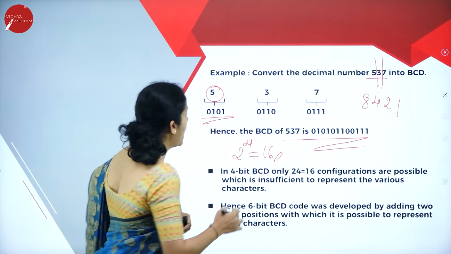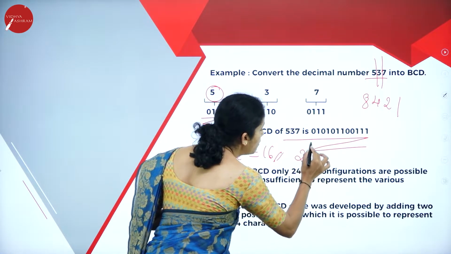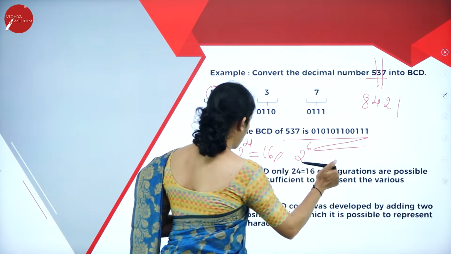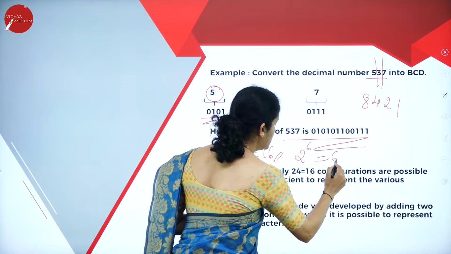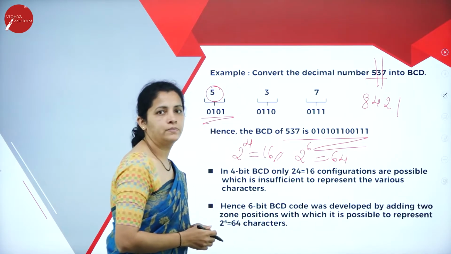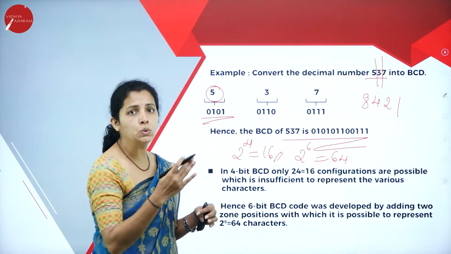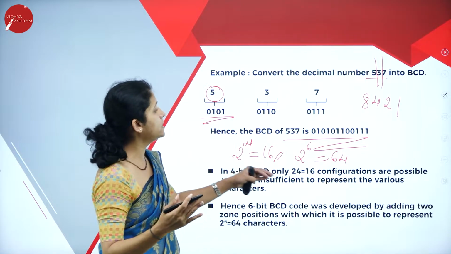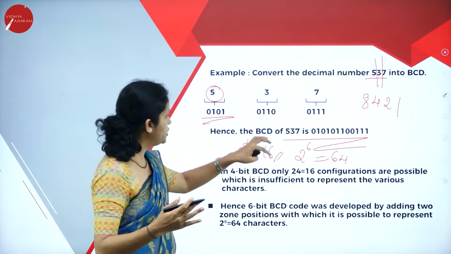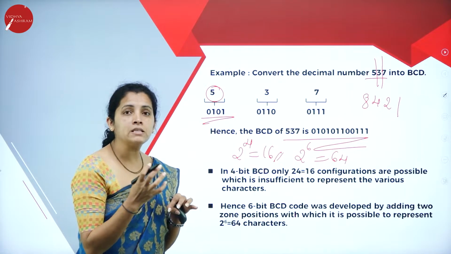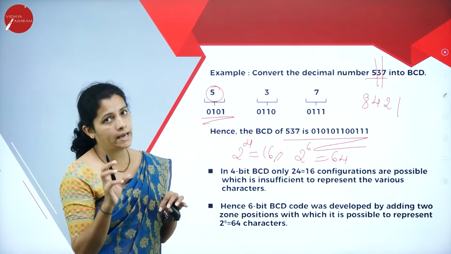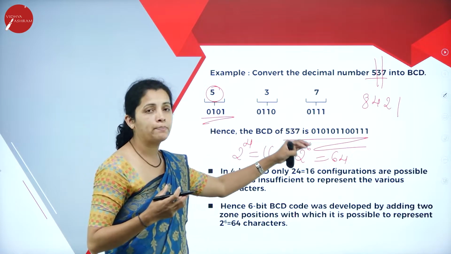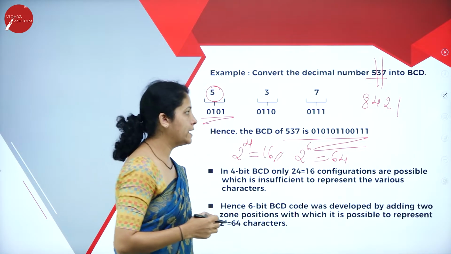For that, we are having 2 to the power 6. That is nothing but I can represent 64 characters, that is 2 into 2 into 2 into 2 into 2 into 2, which is 64. Initially, we could represent only 16 characters. After modifying that, we can represent 64 characters.